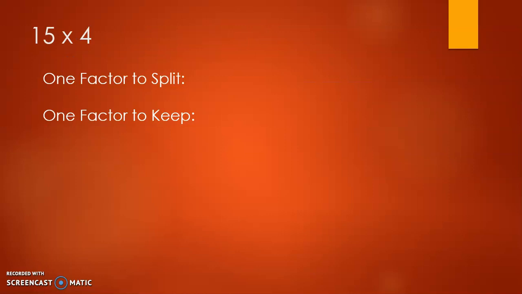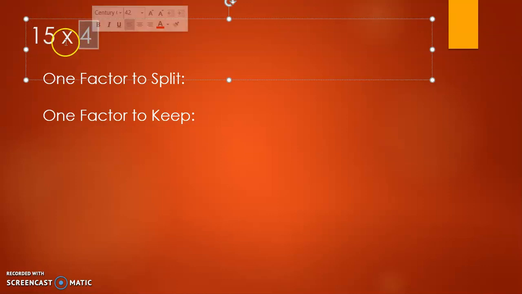What you're going to see is that there's going to be a larger number and a smaller number. Sometimes they don't have to be tens and ones in one place, but it can. So meaning there's sometimes a 2-digit by a 1-digit. Sometimes you might need to use distributive property for a 1-digit times a 1-digit. This one we have a 2-digit by a 1-digit.